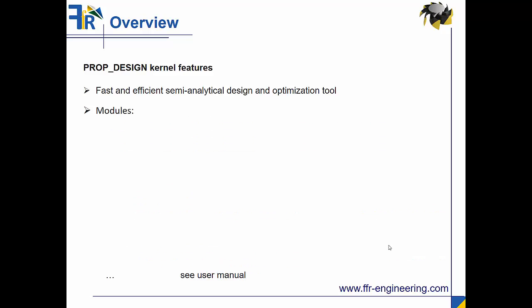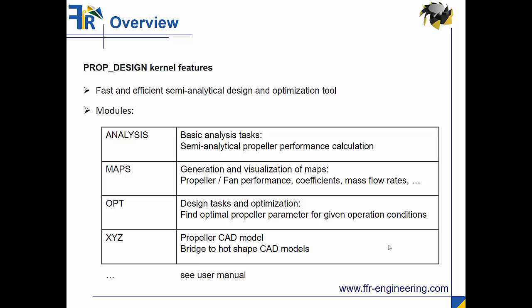Now, what are the different modules in this prop design? You already saw them in the architectural overview. There are several modules, but in particular four modules I will talk about. This is the analysis module. The analysis module is really the basic analysis task. It is determining or computing the propeller performance, and it's doing that in a semi-analytical way. And I will also have a little bit of a theory wrap-up to show you what is going on in this analysis module. Then you have the maps module.